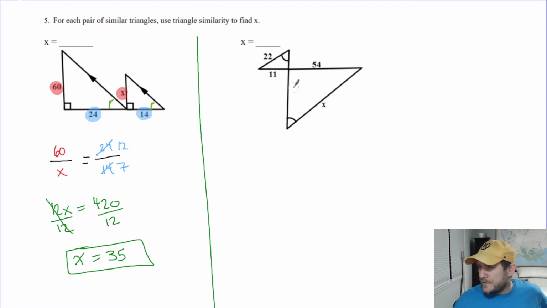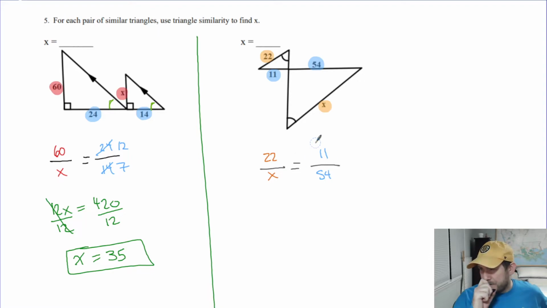So again, who's going to correspond here? Well, the fact that these angles are congruent tells me these triangles are kind of rotating onto each other. So yes, 11 would be corresponding to that guy over there across the way. The 22 is going to correspond with the x. So this one seems pretty standard. You'll just plug into your proportion and solve. So if I'm going small, this is fine. So 22 over x is small over big. And then 11 over 54 would be small over big.